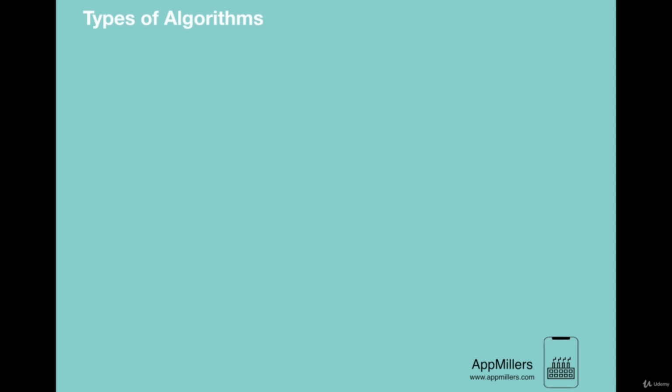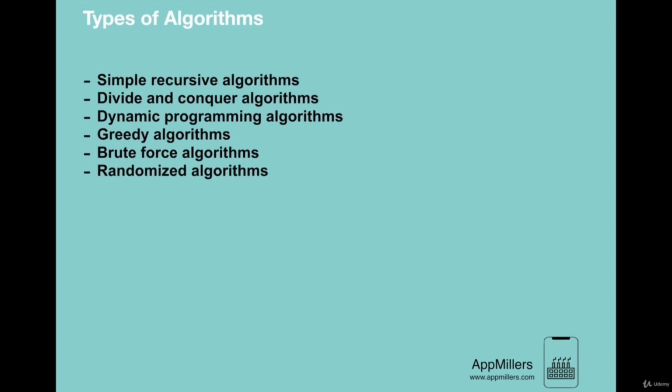Please note that here we are just classifying together the algorithms that use a similar problem-solving approach. The purpose here is to highlight the various ways in which a problem can be attacked. Based on these criteria, algorithm types can be simple recursive algorithms, divide and conquer algorithms, dynamic programming algorithms, greedy algorithms, brute force algorithms, and randomized algorithms. Okay, let's see what these algorithms are about.